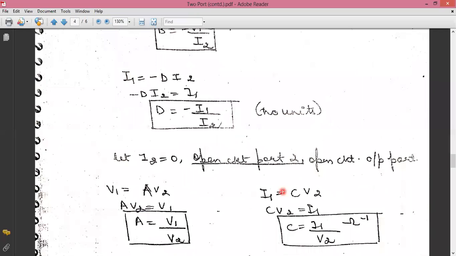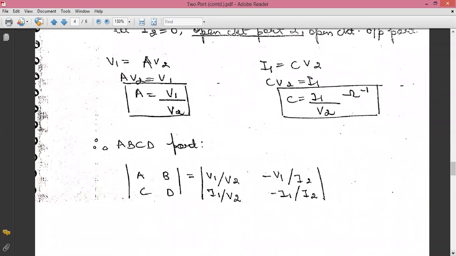So hence from this, you can get the value of A, B, C and D. So you can say that in case of ABCD parameters, you have V1 upon V2, minus V1 upon I2, I1 upon V2, and minus I1 upon I2. So hence your ABCD parameters can be calculated in this way. I hope you can understand it. And if you have any problem, he or she can ask me. Anybody having any doubt?